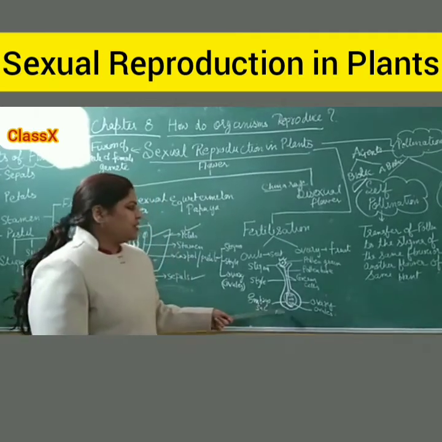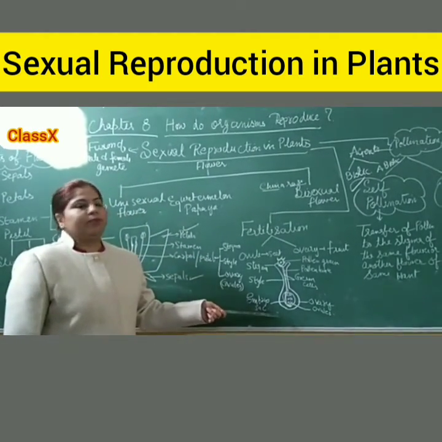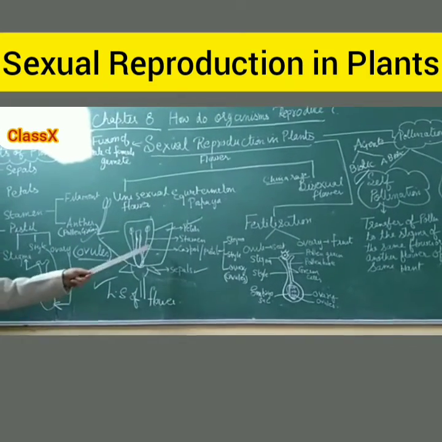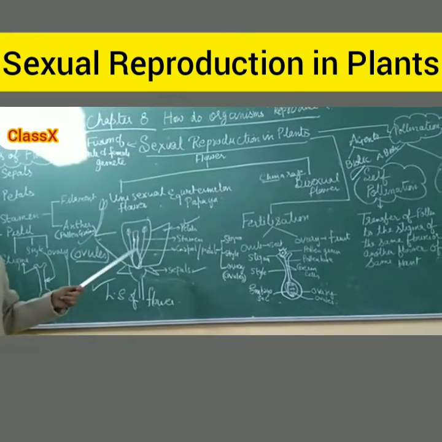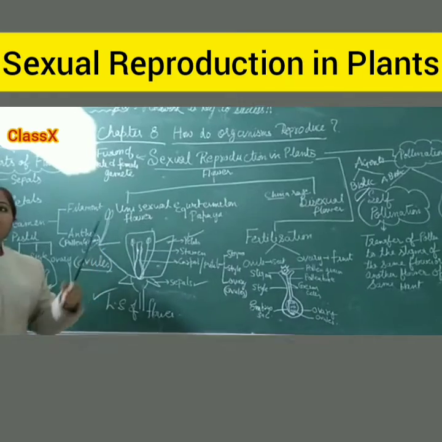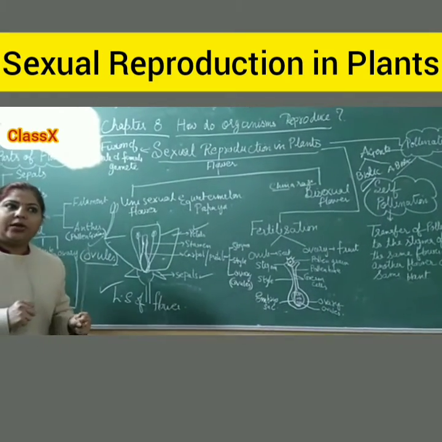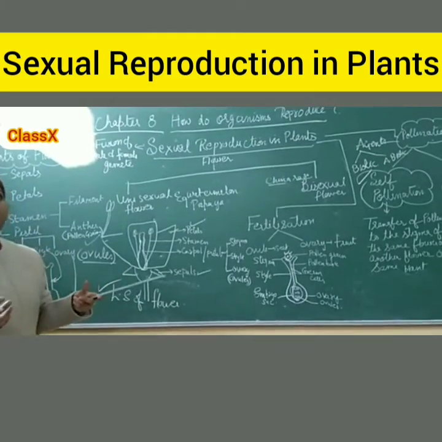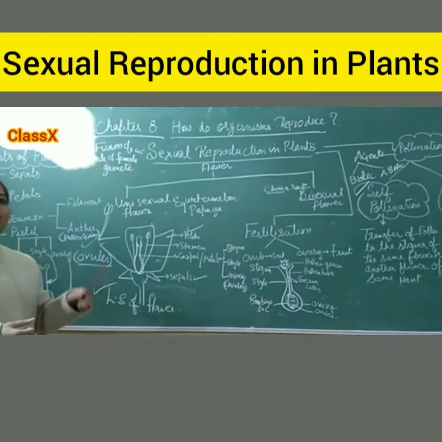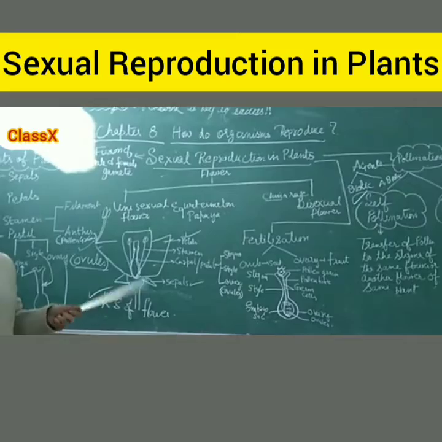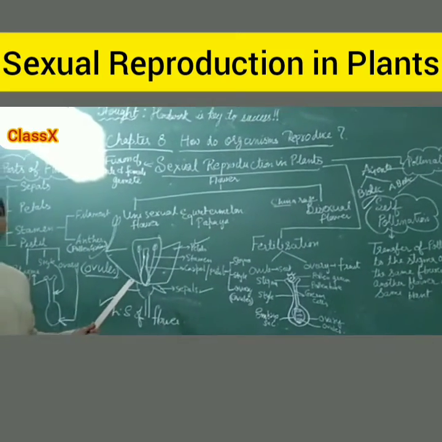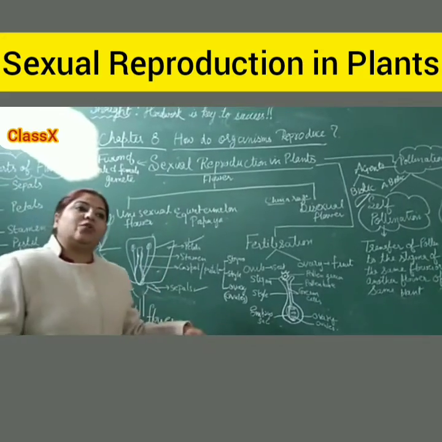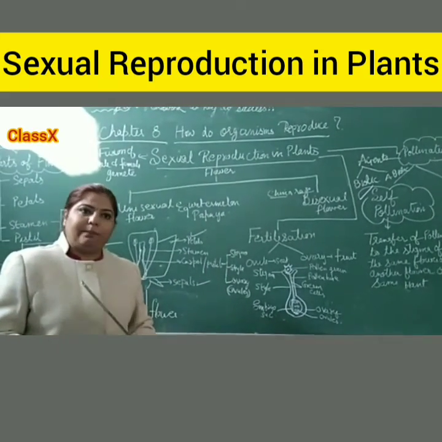Once the fertilization has taken place, then what will happen? This flowery world will disappear. Because what was the function of these petals? The function is to attract insects for pollination. Different colors. When insects see different colors, they are attracted towards the flower and come and sit on it. The pollen grain will stick onto their body, and when they go and sit on another flower, the pollination will take place.